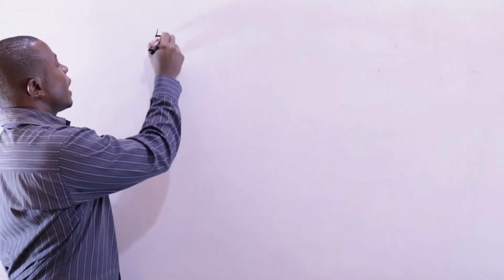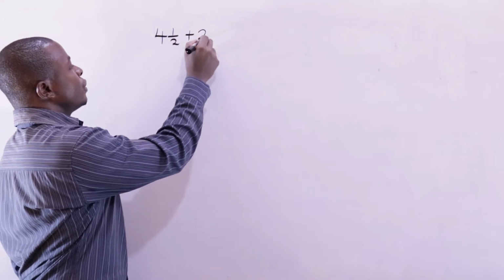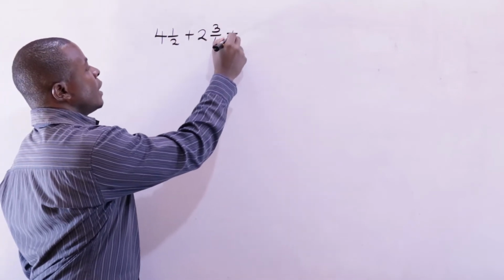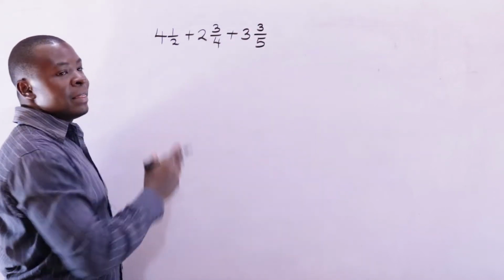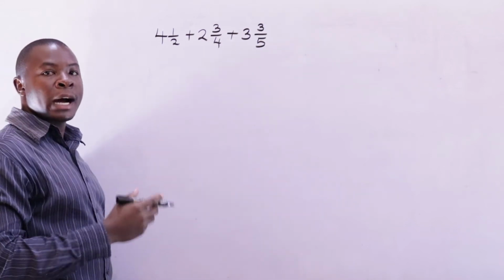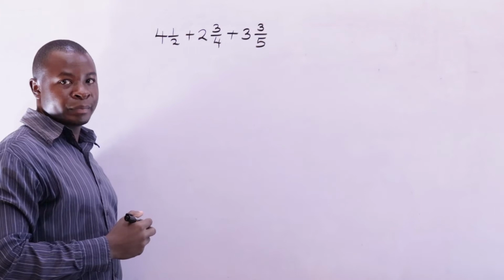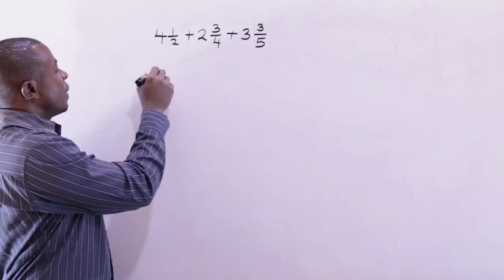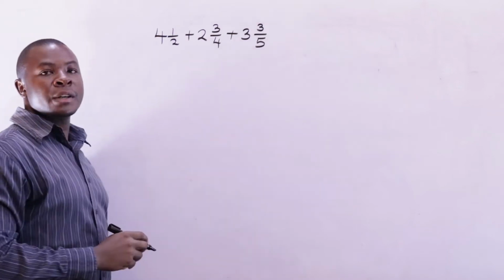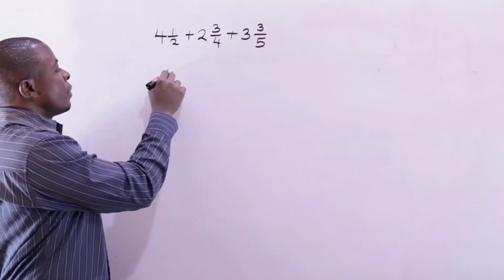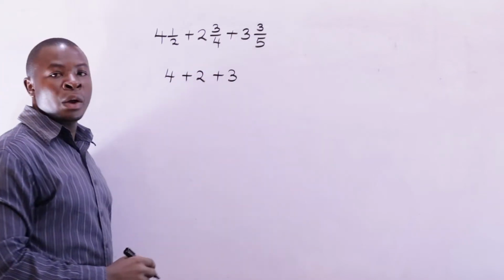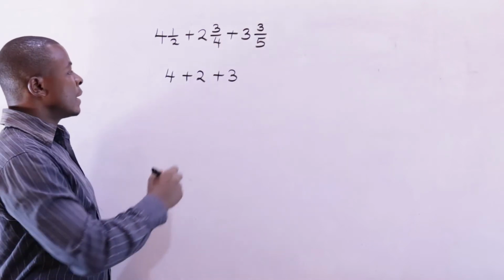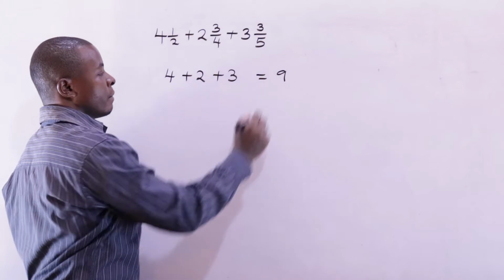Let's take this as an example. We have 4 1/2 added to 2 3/4 added to 3 3/5. In this example, we'll first of all need to add the whole numbers. The whole numbers in these mixed fractions are 4, 2, and 3. When we add these whole numbers, we end up with 9.